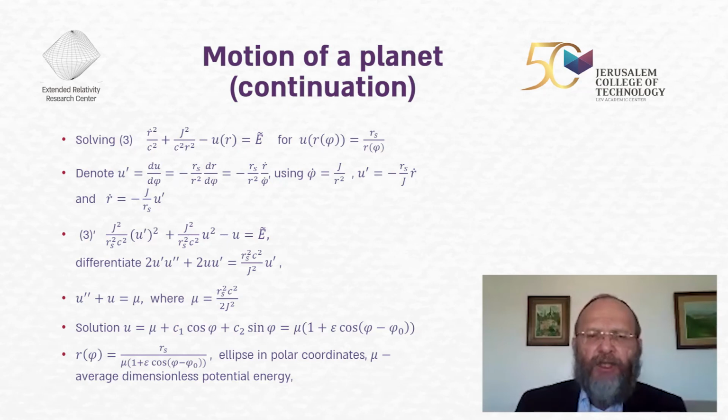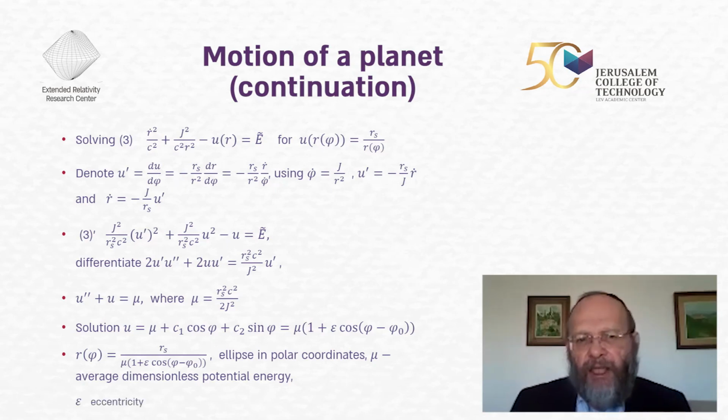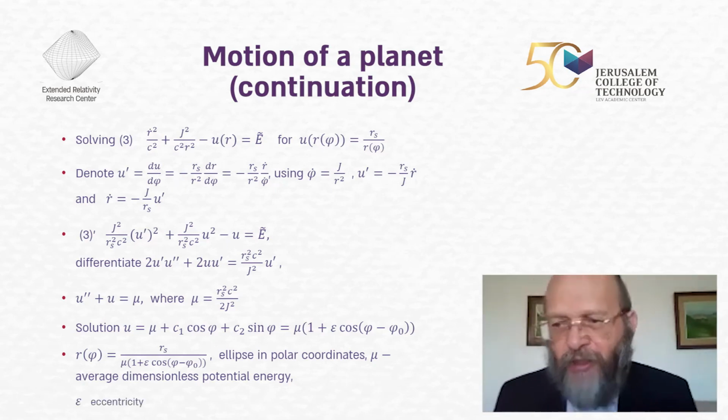Phi naught is the direction of the axis of the ellipse. That's the definition of what an ellipse looks like in polar coordinates when the center of the axis is chosen as one of the foci. Mu is the average dimensionless potential energy, and the eccentricity is epsilon. So we solved the problem.